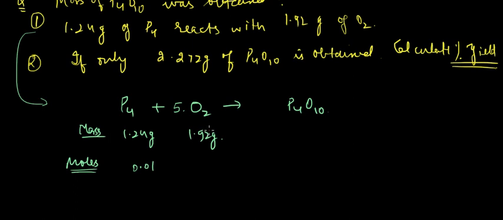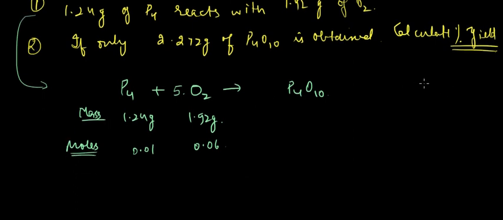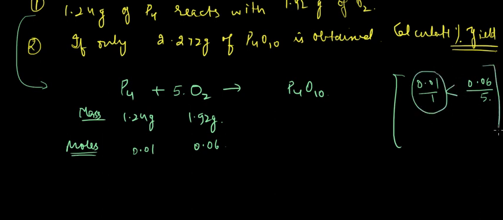And moles of O2 consumed in the reaction would be 1.92 divided by 32, that would be 0.06. Okay, so for finding the limiting reagent, we have to divide. For P4 we get 0.01 divided by 1, and for O2 we have 0.06 divided by 5. So obviously this is greater, hence P4 is the limiting reagent.